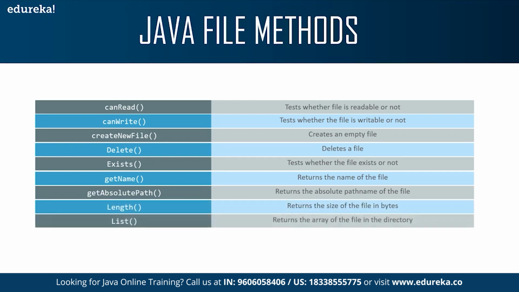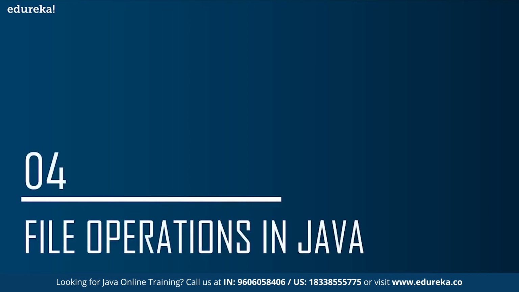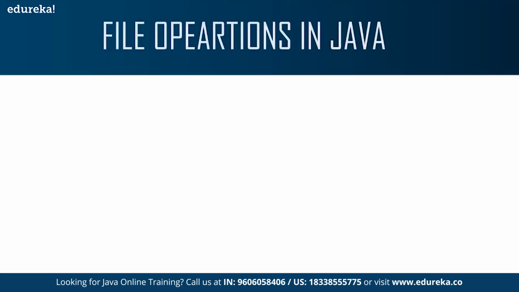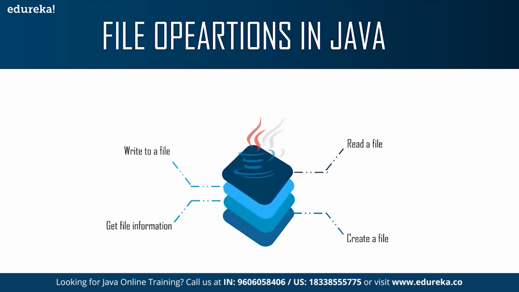Now moving further, you have list. This method is used to return the array of the files in a directory, and you have mkdir, which is used to create a directory. Okay. Now these methods are used to perform various file operations. Now let's see what are the various file operations that are present in Java. So first you need to create a file. Then once you create a file, you need to get the information out of the file. After that you have to write the information to the file and then you have to read the data from the file. Correct? So now let's understand all these things in a much better way with the help of an example.